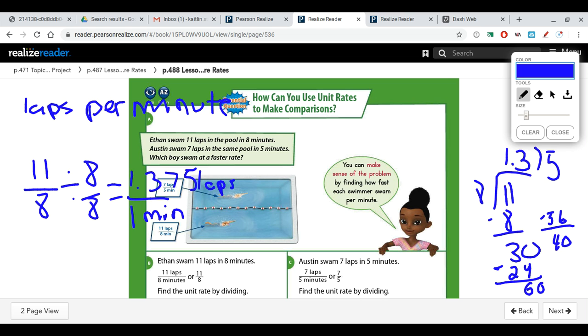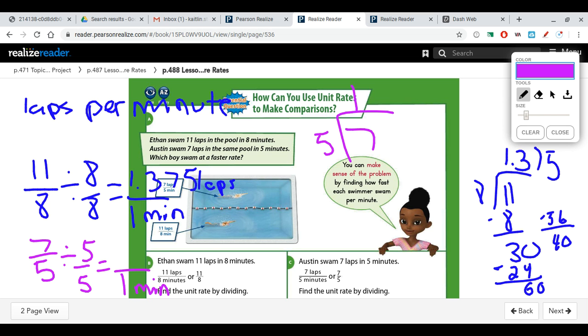Now I'm going to do the same thing for Austin. When I set up his laps, his is going to be 7 laps per 5 minutes. So I'm going to divide this out. I'm going to divide both of those by 5, and I end up with 1 minute. Then I need to see what 7 divided by 5 is going to be. So I'm going to do 7 divided by 5.